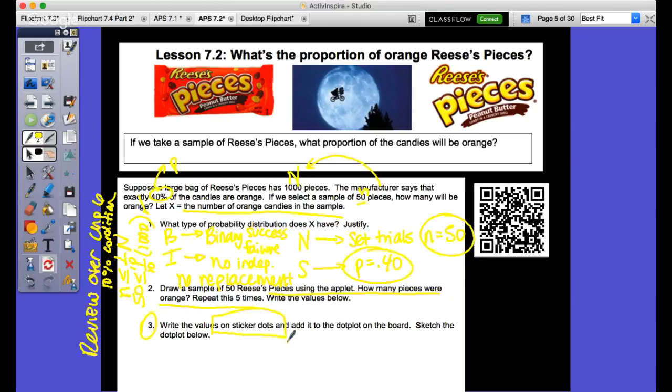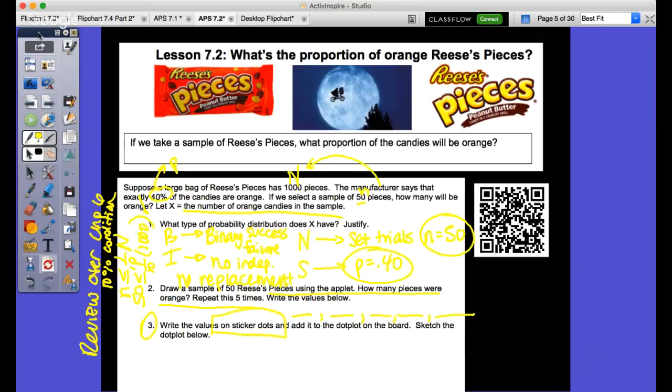And you're going to have 5 different values you're going to come up with. And if someone wants to take over mine too, you could put those on there as well. But each person will need 5 in order to create a large enough sample to be able to go forward with what we're trying to do here. So we're going to add it to the dot plot and then sketch the dot plot below. All right, so we're going to sketch that and go from there.